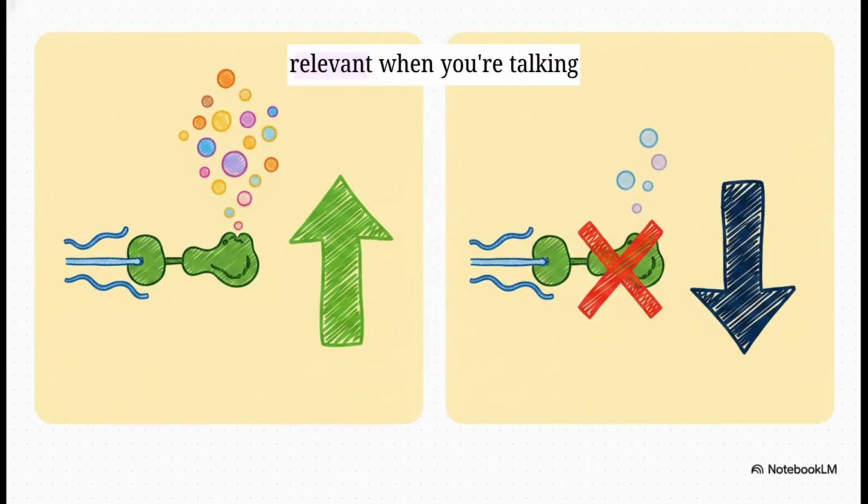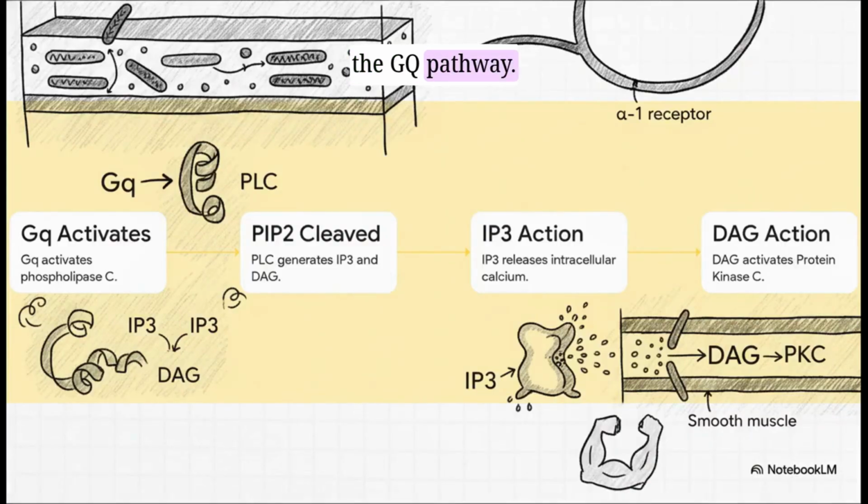This mechanism is super relevant when you're talking about drugs like clonidine or opioids. Then we have the GQ pathway. For your exam, you absolutely need to write out this specific cascade. Here, the GQ protein activates a totally different enzyme, phospholipase C.